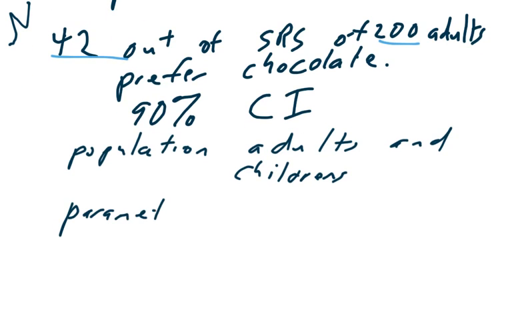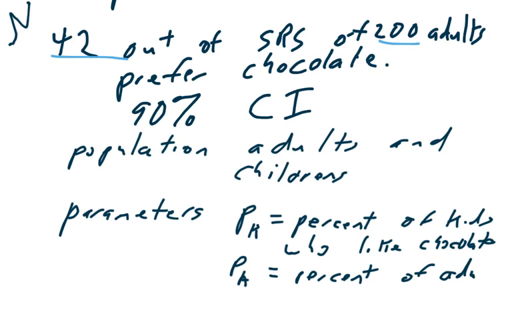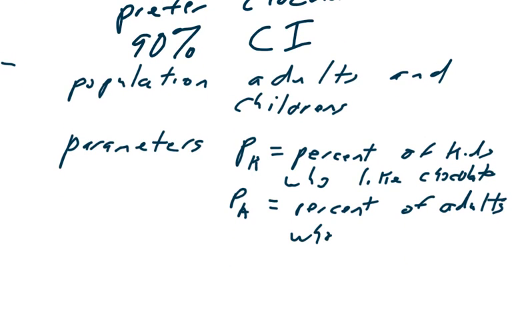The parameters, since this time we're doing proportions, P of K equals the percent or proportion of kids who like chocolate. P of A would be the percentage of adults who like chocolate.